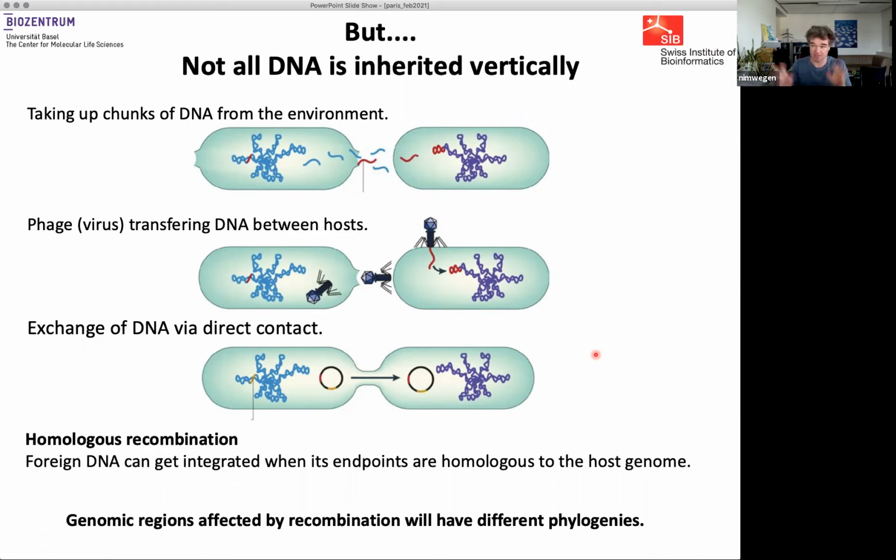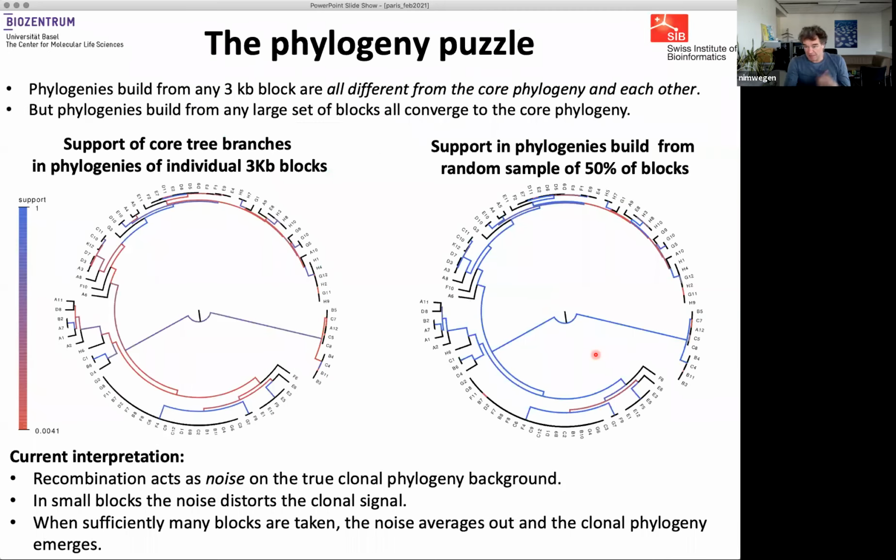And of course, when such horizontal exchange is happening, those parts of the genome that have been subject to this exchange may follow different phylogenies than the clonal phylogeny because they come from different ancestors. So one of the questions we wanted to look at first is, for the phylogeny that we reconstructed of these strains, what is the evidence that this is actually representing the clonal phylogeny? And this is one of the main puzzles that we've been looking at in this project.